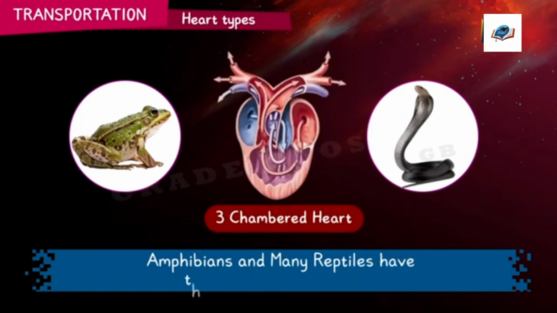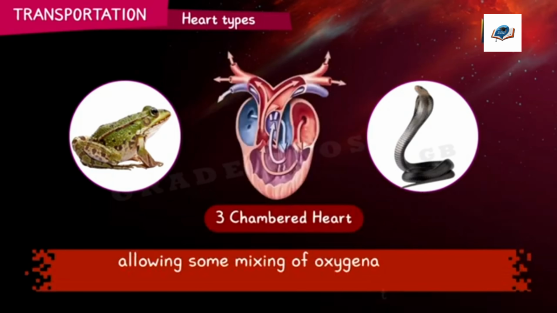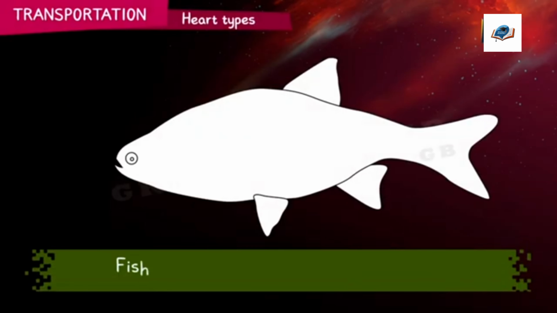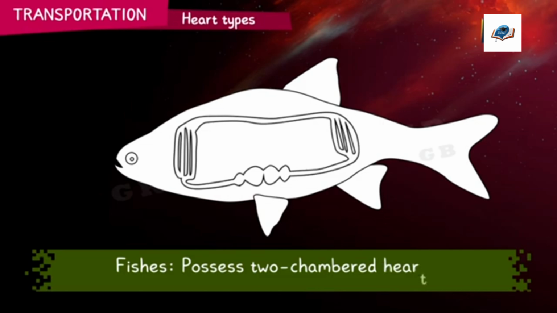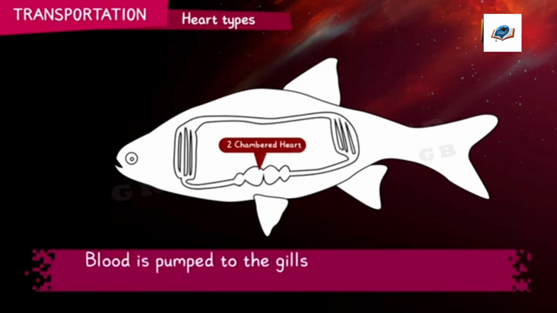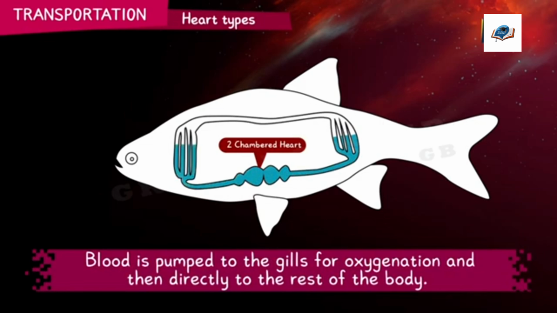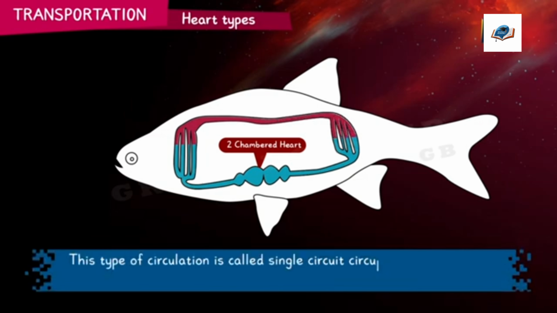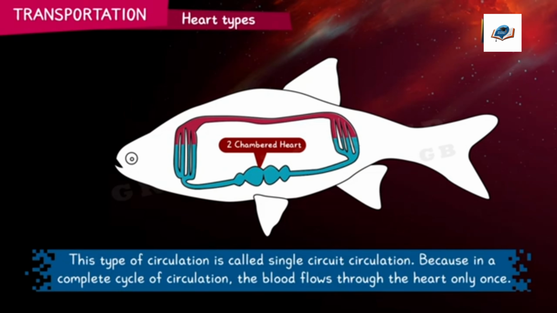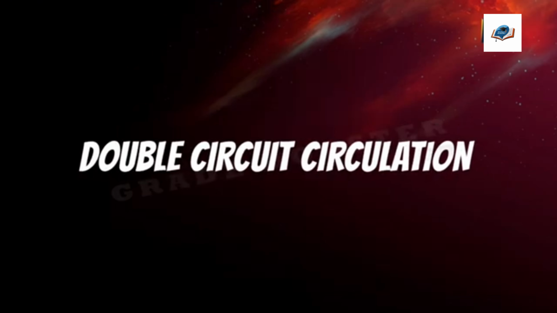Amphibians and reptiles. They have 3-chambered hearts, allowing some mixing of oxygenated and deoxygenated blood. Fishes. They have 2-chambered hearts. Blood is pumped to the gills for oxygenation and then directly to the rest of the body. This type of circulation is called single circuit circulation because in a complete cycle of circulation, the blood flows through the heart only once.